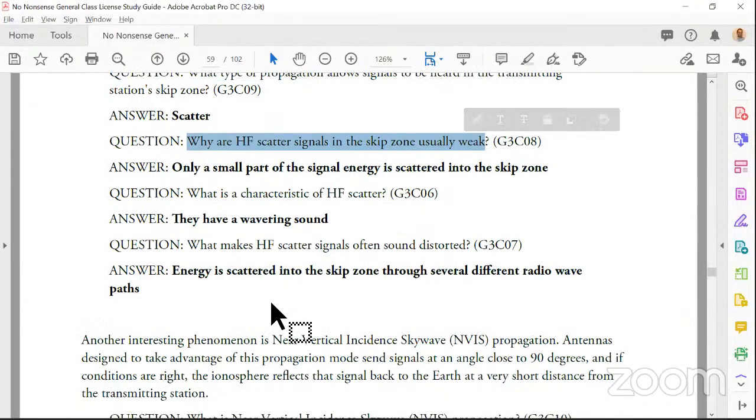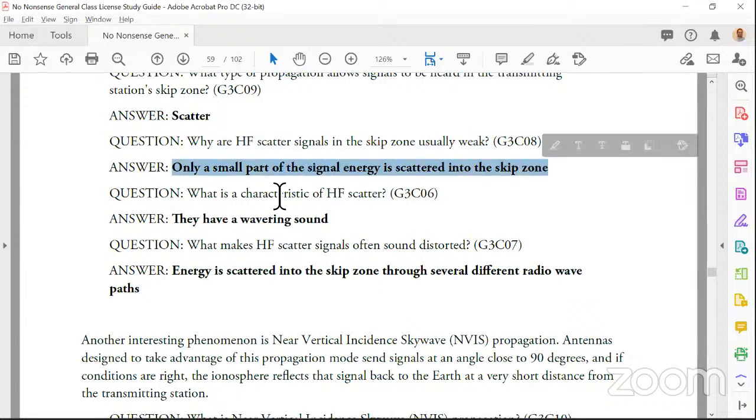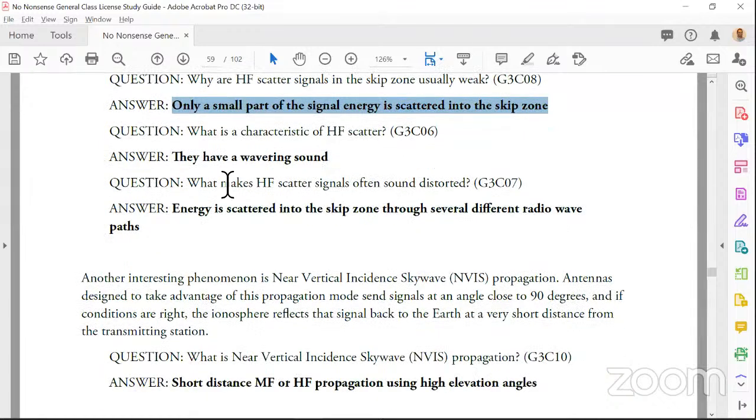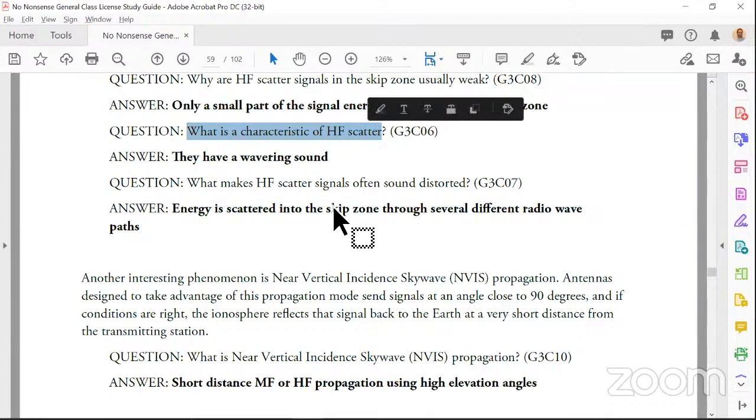Next question in the question pool. Why are HF scatter signals in the skip zone usually weak? So again, it refers to what we just talked about. It's a scatter propagation that's coming back from our signal that has already bounced off the ionosphere. It's coming back at us. And as a result of that, only a small part of the signal energy is actually scattered into the skip zone. That's why the signal is weak in the skip zone. Okay, moving right along.